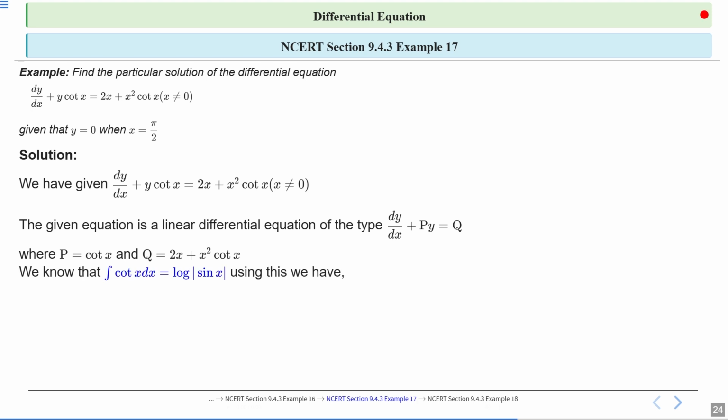And we know that integration of cot x is log mod sin x. So we use this formula to get the integrating factor. That is, integrating factor is given by e to the power integral of p dx, and the value of p is cot x. So integrating factor is e to the power integration of cot x dx. And as we know, integration of cot x is log sin x, so we get e to the power log sin x. And we know that e to the power log f(x) is f(x), so e to the power log sin x is sin x.